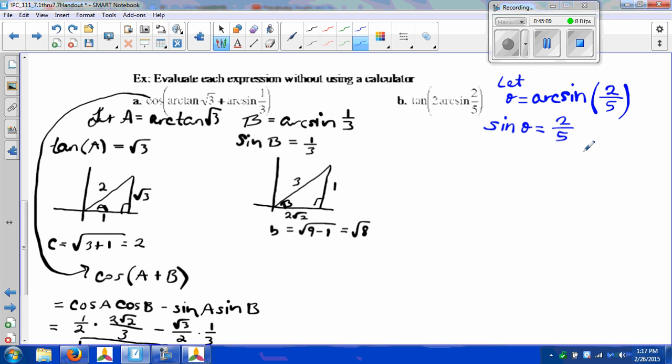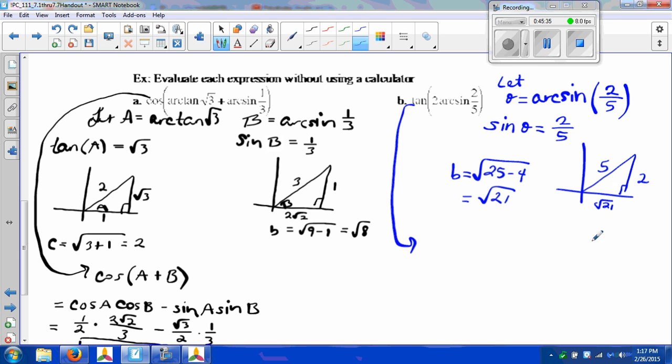So now I'm going to put that. That's quadrant 1. Opposite over hypotenuse. So then b is the square root of 25 minus 4, which is root 21. It's 7 and 3, so not simplified. So that's root 21. All right, so now this becomes the tangent of 2 theta. Now you have to think of your double angle formulas.